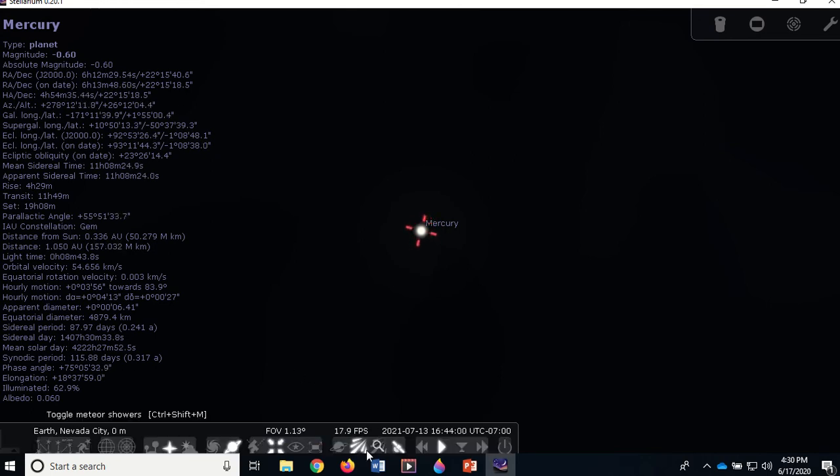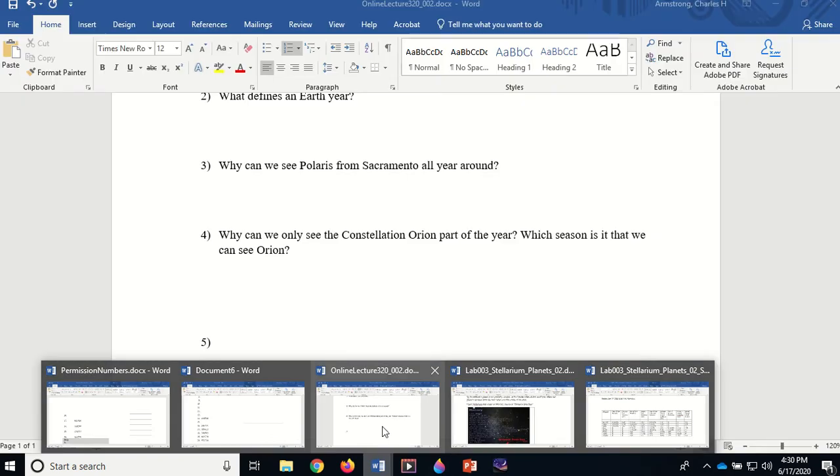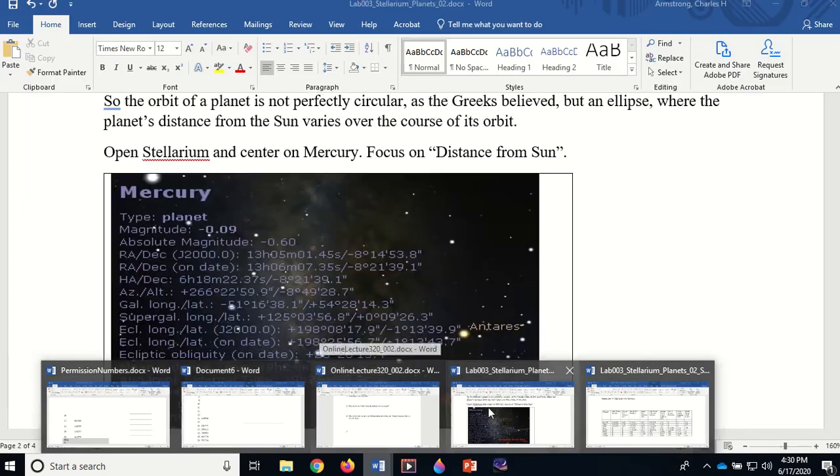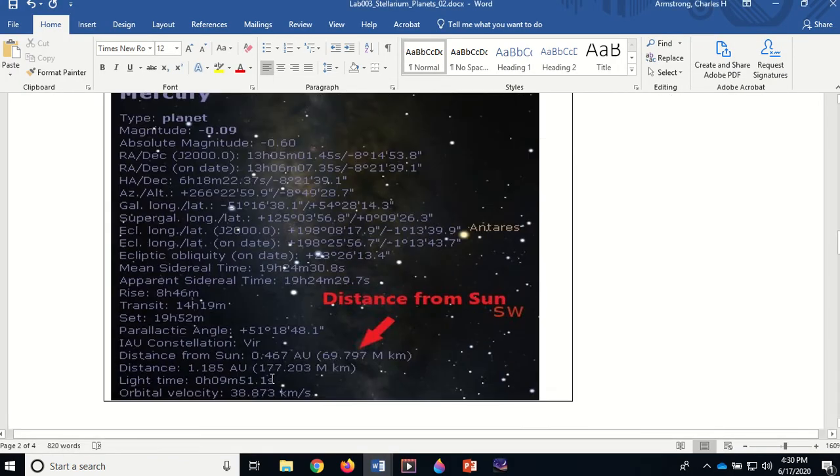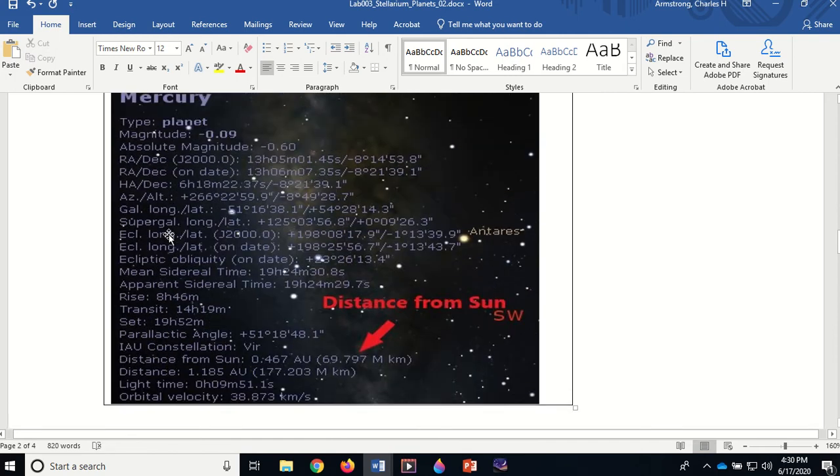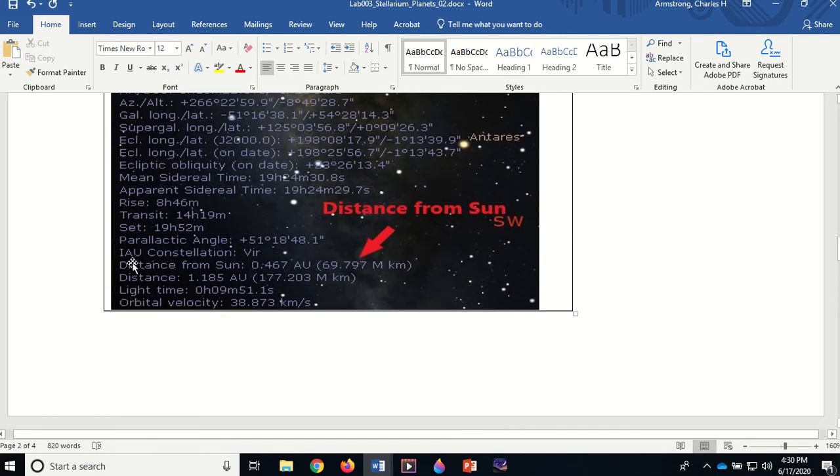So then we go back over here, and so distance from the sun. This is the number. This is where it is. There you got the whole list. There's Mercury. You got all this other stuff going on here. You don't want to look at just distance. That's distance from the Earth. You want to look at distance from the sun. You want to watch this number right here.